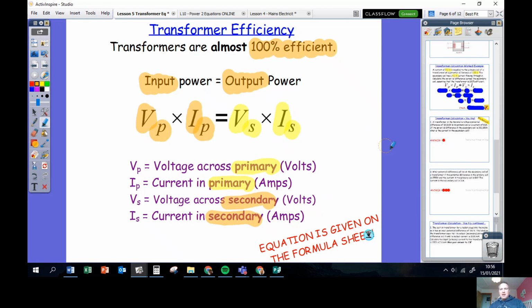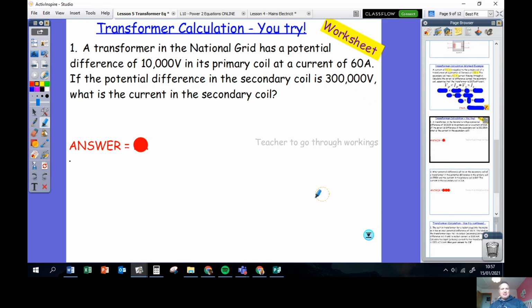So let's go. Let's work through the first three of these together, and I expect you to fill in these worksheets either online or on paper or in your books, so I can see that you're following these calculations. You're going to submit this work to me, and you're going to submit both worksheets to me. Let's have a look. The first question on the worksheet says a transformer in the national grid has a potential difference of 10,000 volts in its primary coil at a current of 60 amps.